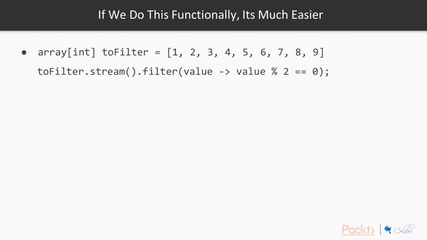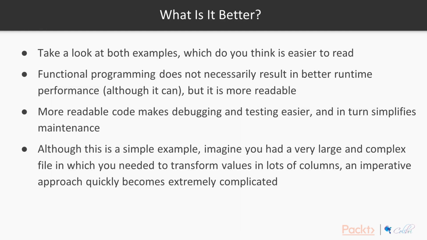This is very, very obvious what's going on. Functional programming doesn't necessarily result in better runtime performance, although it can. Under the hood, the compiler still has to do the same thing, and the JVM still has to execute essentially the same stuff. But what we get to write is so much more readable and so much faster to write, and therefore much easier to debug, and much easier to test, and of course in turn much easier to maintain. And because it's so much simpler, it's less easy to make mistakes.